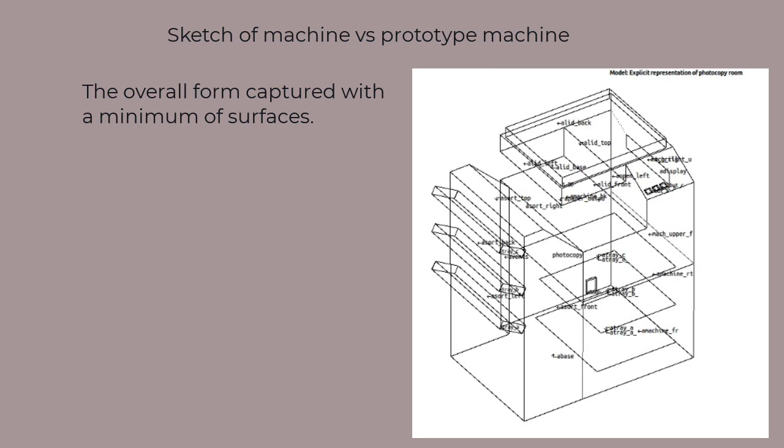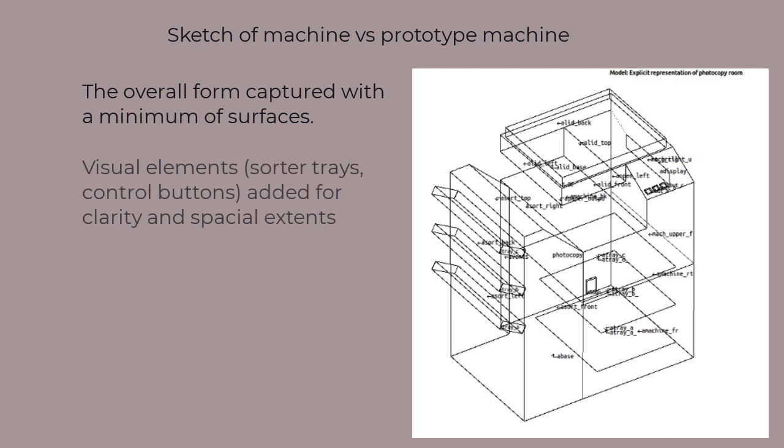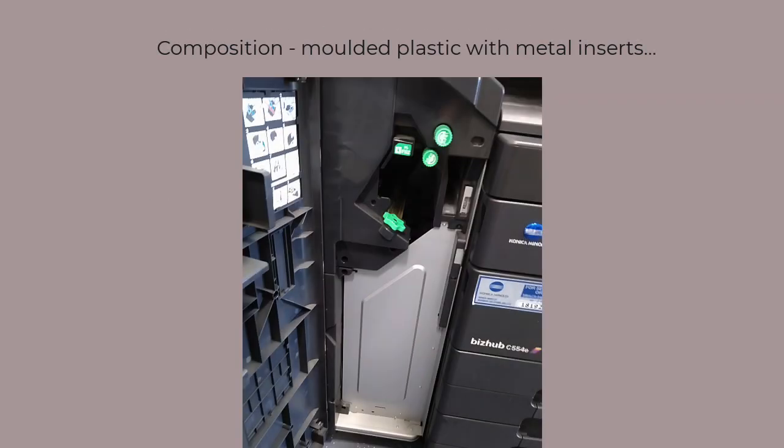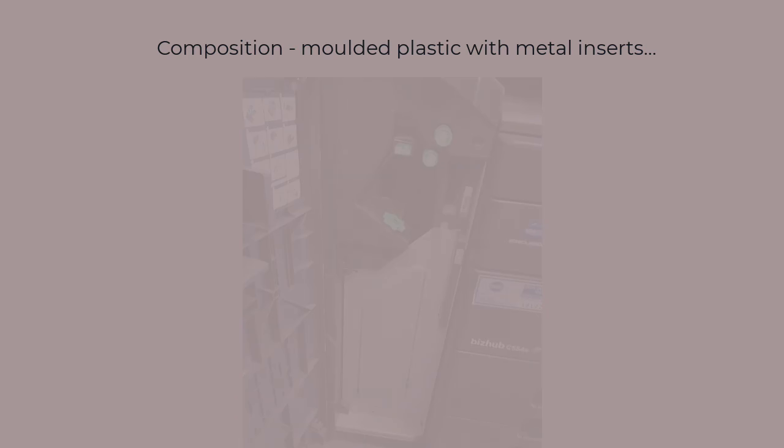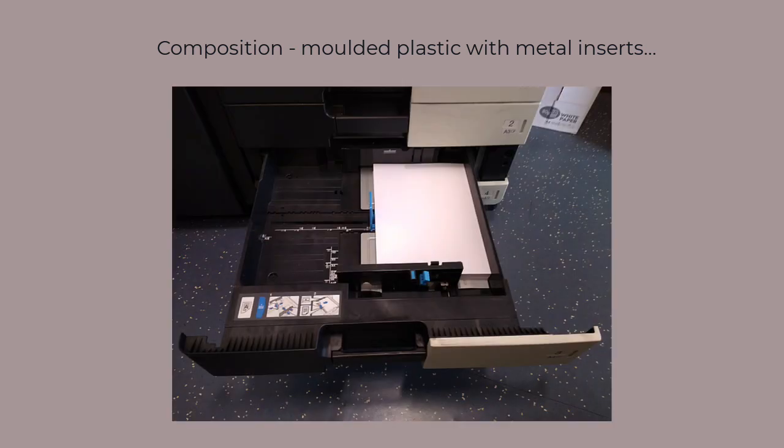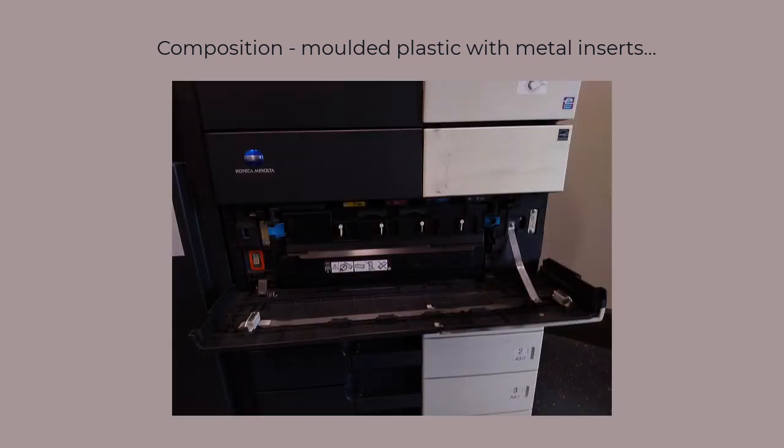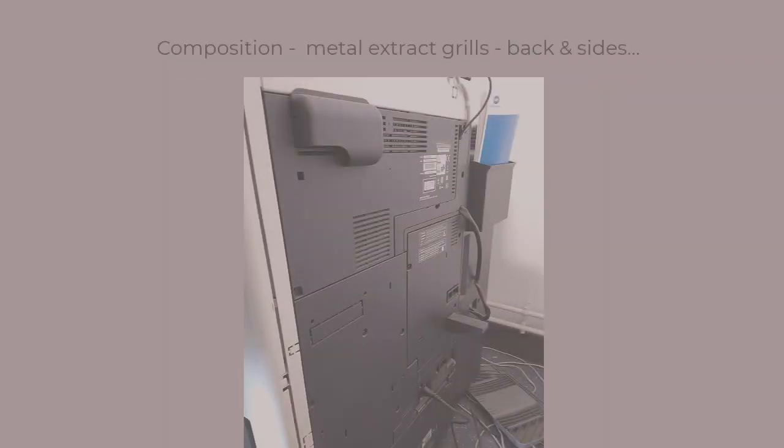Our initial prototype captures the form of the facade with a minimum number of surfaces. This limits the complexity of the surfaces within the parent room. And because we might also wish to carry out visual assessments, let's decorate the model with visual entities such as the paper sorting trays on the left. Let's put a lid on the scanner and add some control buttons. In terms of composition, much of the facade is composed of molded plastic parts with metal inserts. The internal composition is also a mix of materials.